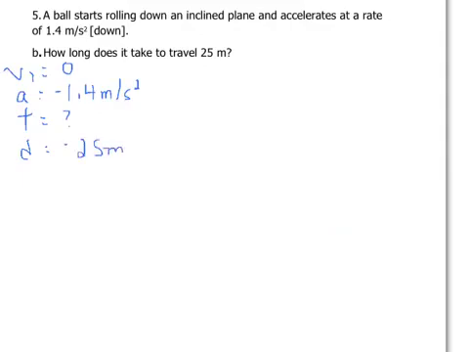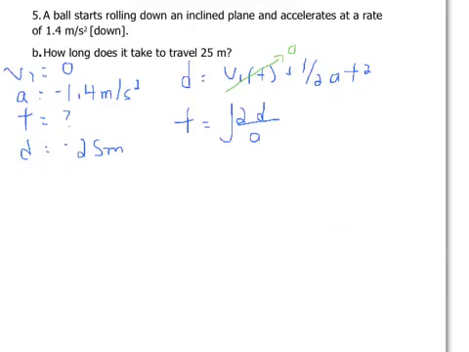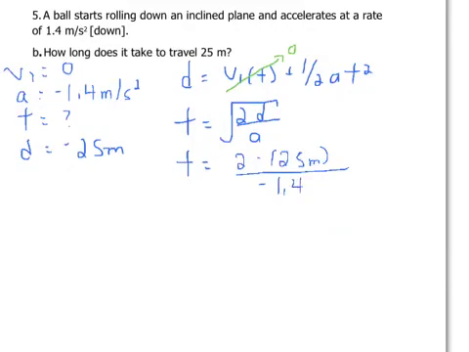Again, looking at our kinematic equation, we know we'll need to use d equals v1t plus 1/2 at squared. Once again, the first term cancels out to 0 because v1 is 0. And if we rearrange for t, t is 2 times d divided by a, square root everything. And if we substitute 2 times negative 25 meters divided by negative 1.4 meters per second squared, don't forget to square root everything.